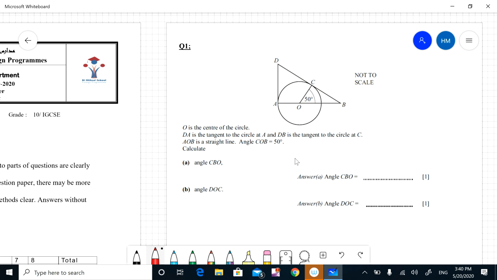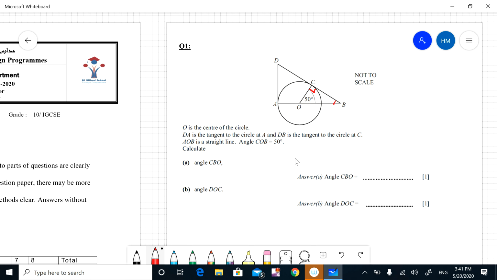This circle has a center O, so OC is a radius and OA is a radius also, and the angle COB is 50 degrees. You know that the radius is always perpendicular to the tangent, so this angle is 90 degrees. And the first question is, what is the size of the angle CBO? We are talking about this angle.